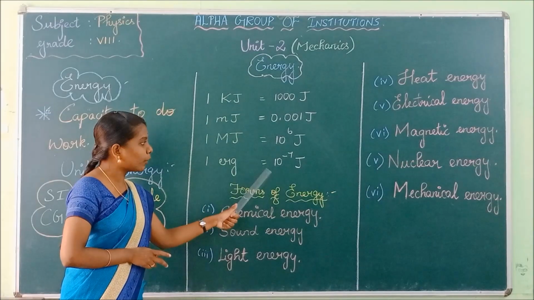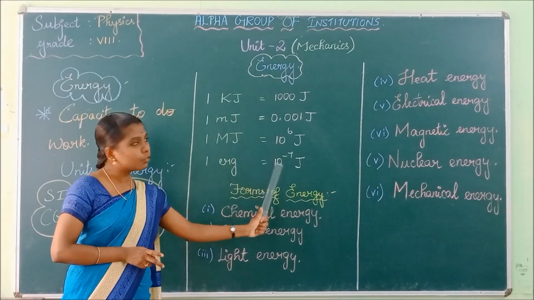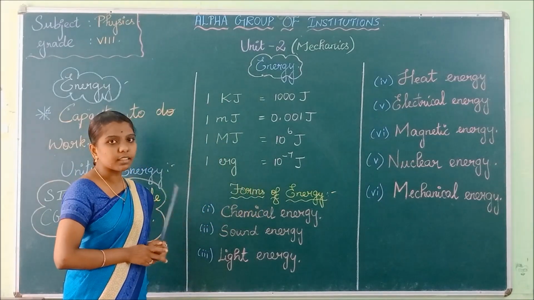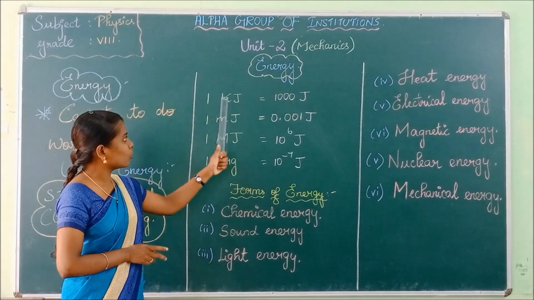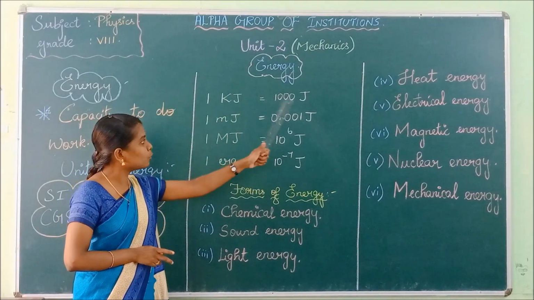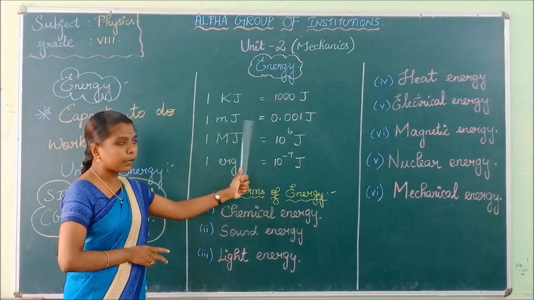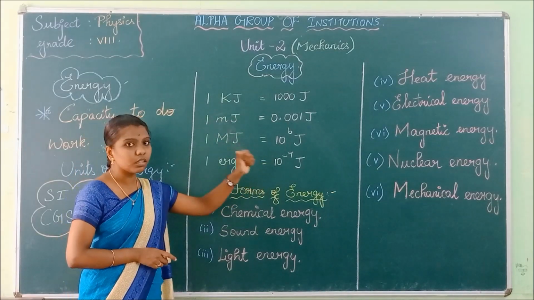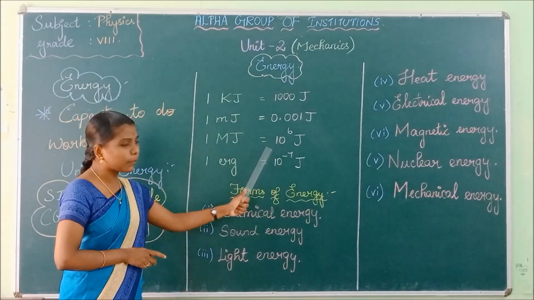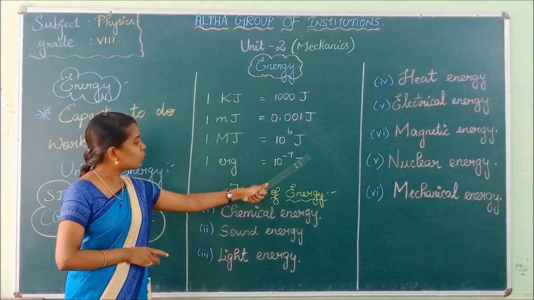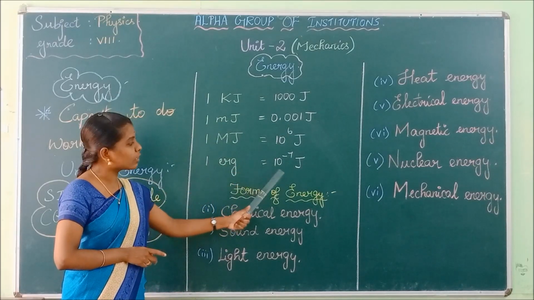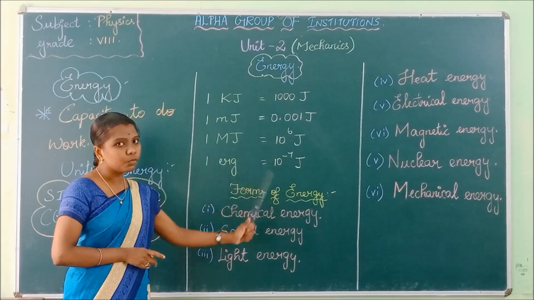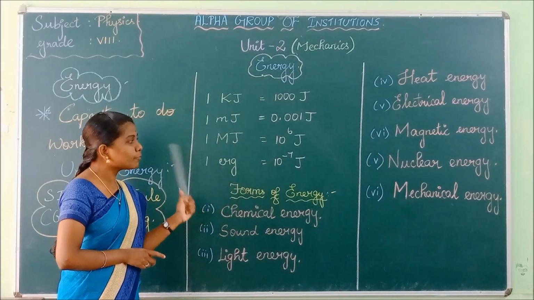1 Erg is equal to 10 power minus 7 joule. 1 kilojoule is equal to 1000 joule. 1 millijoule is equal to 0.001 joule. 1 megajoule is equal to 10 power 6 joule. 1 Erg is equal to 10 power minus 7 joule. These are the units of joule.